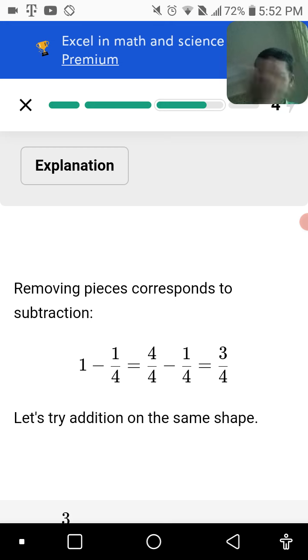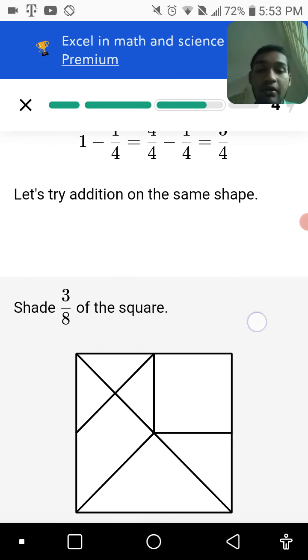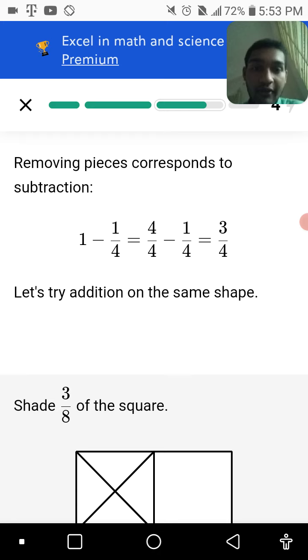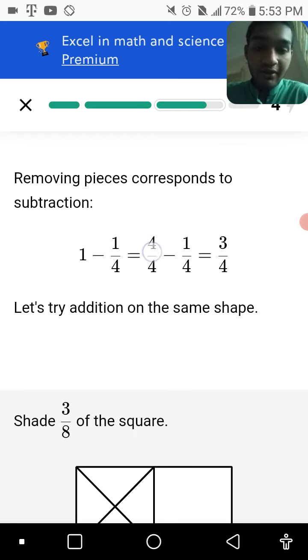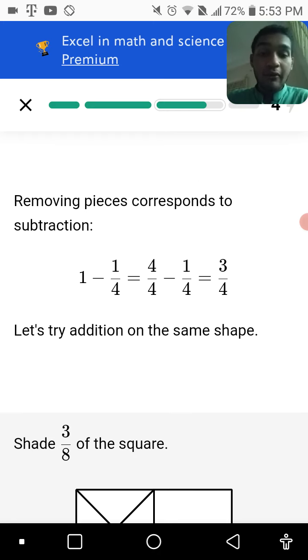1 minus 1 by 4 is equal to 4 by 4 minus 1 by 4 is equal to 3 by 4. Oh, this thing is not taught in our school. This one, that 1 is equal to 4 by 4. This is something new.